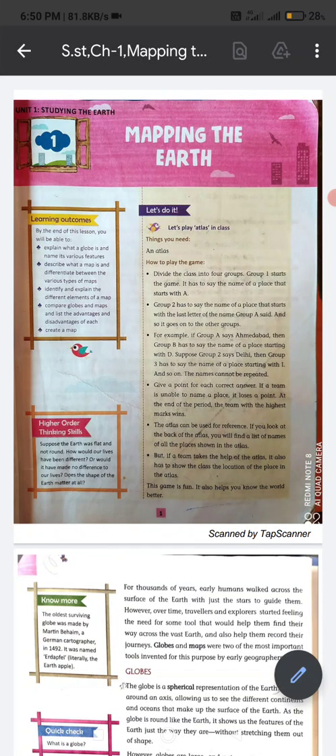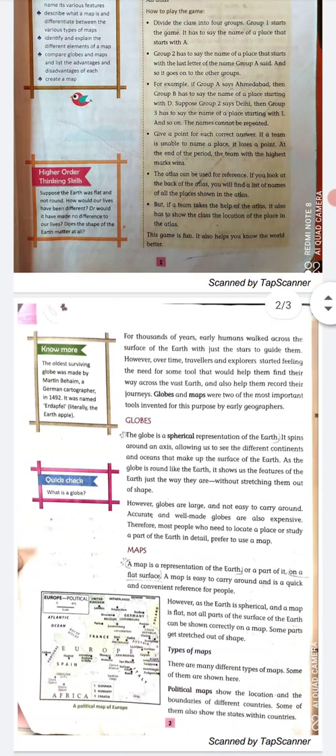Now we will do the revision of the books because your annual exam time is coming closer. So from today I am starting a revision from chapter 1, Mapping the Earth. Okay, all of you ready? See here. Mapping the Earth.